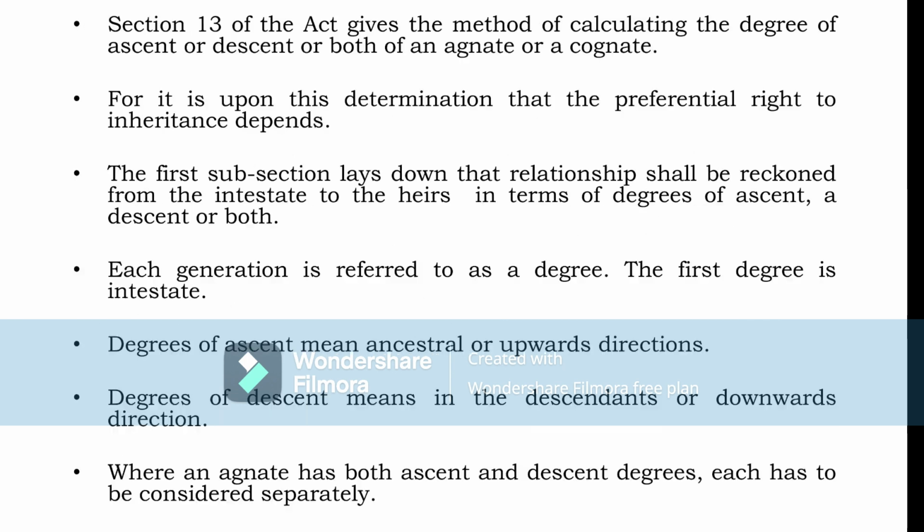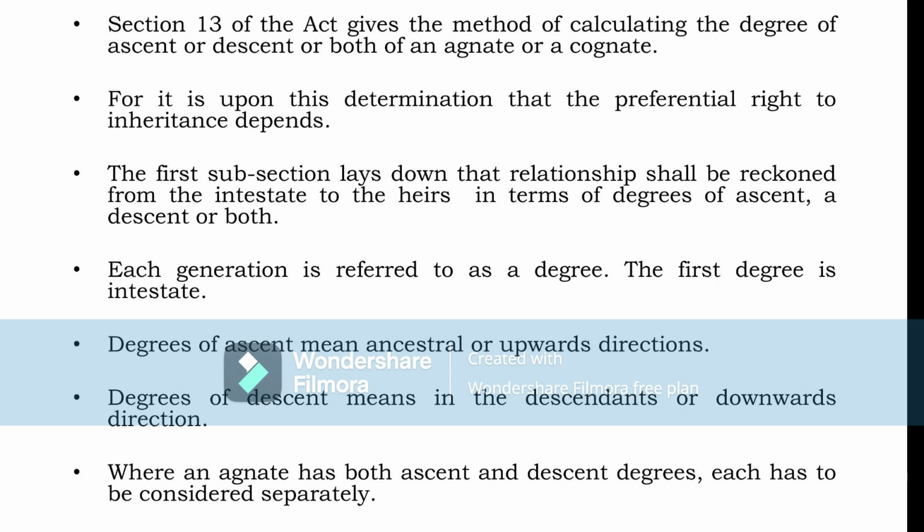Now, what does section 13 say? Section 13 of the Act gives the method of calculating the degree of ascent or descent or both. It is a method of calculation. Why this calculation? By calculating this way, you can understand to whom the preference has to be given.